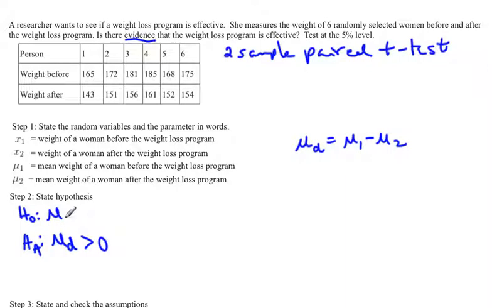H0 again is your claim that you actually assume is true, and that's always equal. The last thing to do is write down your alpha level. They asked to test at the 5% level, so alpha would be 0.05.